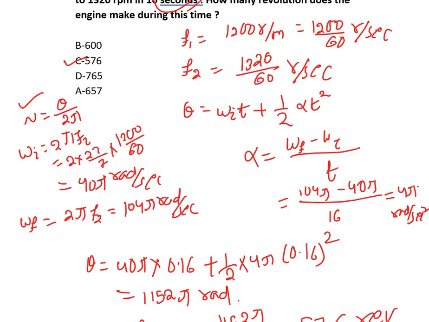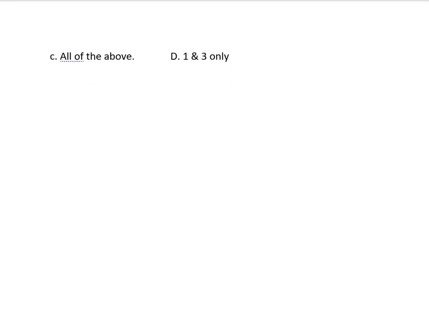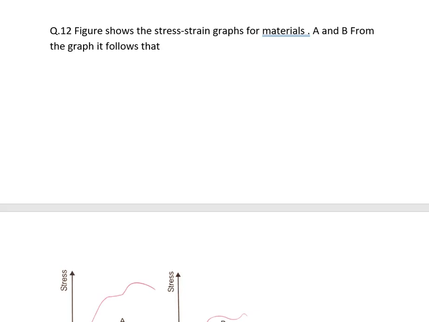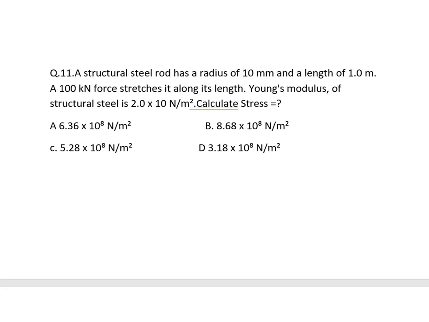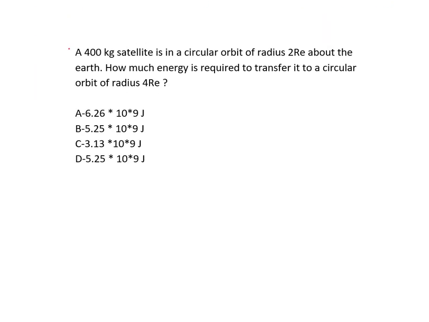Okay, next question. The next question is question number 10. Question number 10 is asking: a satellite of mass 400 kg is in a circular orbit of radius 2 Re about the earth. How much energy is required to transfer it into the circular orbit of larger radius? So we need to find the energy.